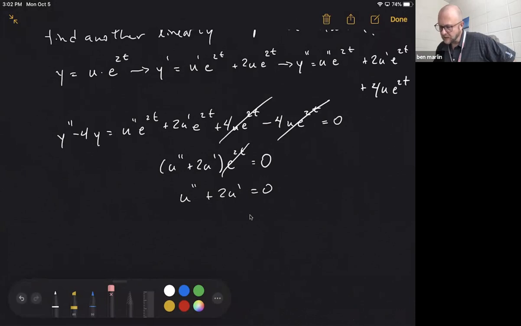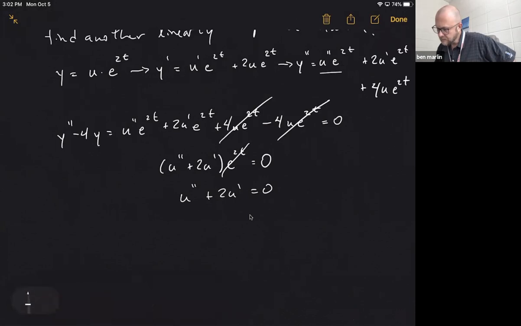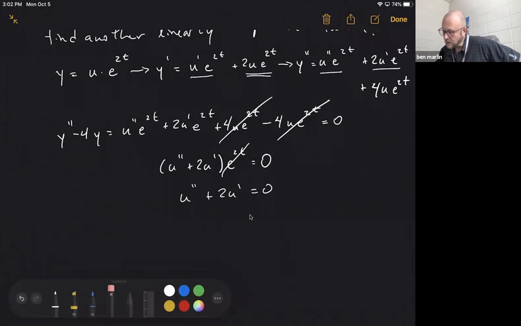So when we were taking this second derivative here, we had to do the product rule. And of course, one of the terms is u prime e to the 2t. And then the other term ends up being plus 2u prime e to the 2t. But then when we do this, we've got to do a product rule as well. And that's where I made my mistake. That should have turned out to be 4.